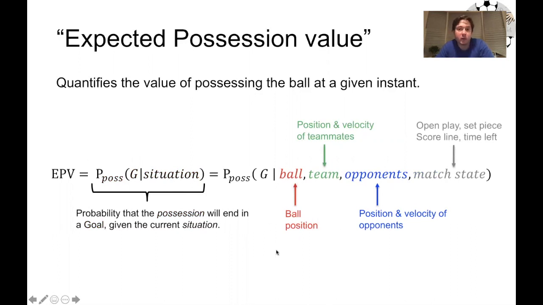First of all, where is the ball on the field? What is the position and velocity of all the players in the team that's in possession? What's the position and the velocity of all the opponents? And then some additional match state factors, such as are we currently in open play, or is it a set piece? What is the score line, and how much time is left in the game? So you can see that there are many different factors and variables that we'd have to take into account to calculate expected possession value in a given situation.